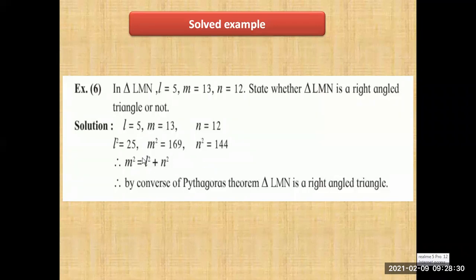So here we write M square, that is 169. And when we add 25 and 144, we get 169. So from this, L square plus N square is equal to M square. So by converse of Pythagoras theorem, LMN is a right angle triangle. Next question.